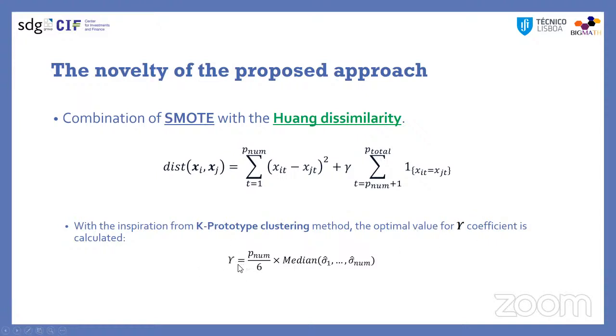They put the value of y like this. They get the number of numerical variables they have in the data set divided by 6 and multiplied by the median of those numerical variables. And by this, they calculate the Huang dissimilarity.